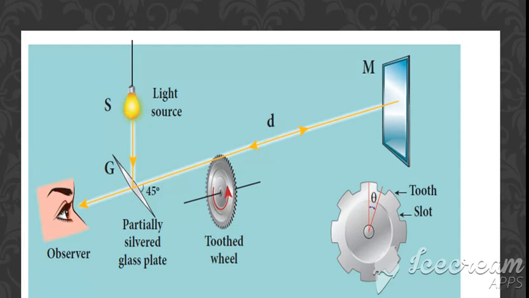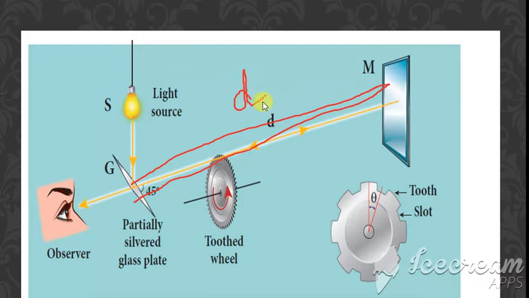Clear with this? Now, when you consider the distance traveled, it travels from this point to here. Again, it is traveling along the same direction. So, one distance we can take as d.